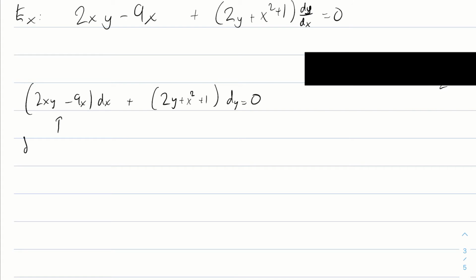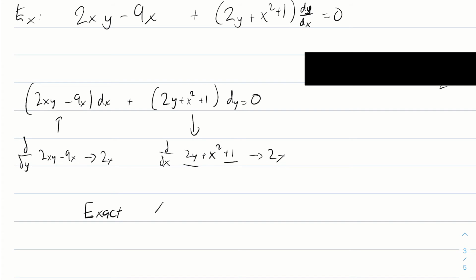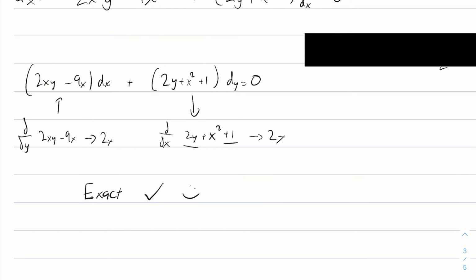So what we're going to do is take the partial derivative with respect to y of 2xy minus 9x, and that's going to give us 2x. Do that up here with respect to x this time. That term doesn't matter, it has no x's, so all we get is 2x. So it's exact. That's great. Now we're going to take one of these and integrate.